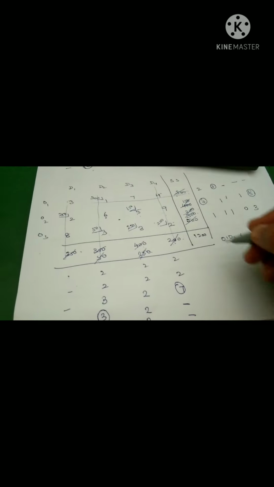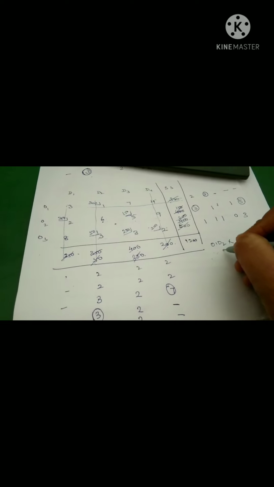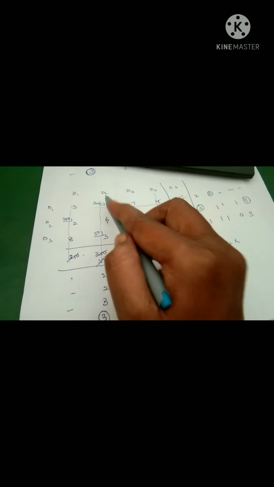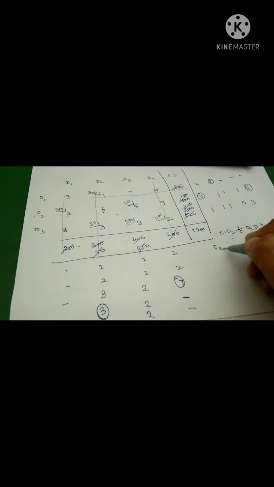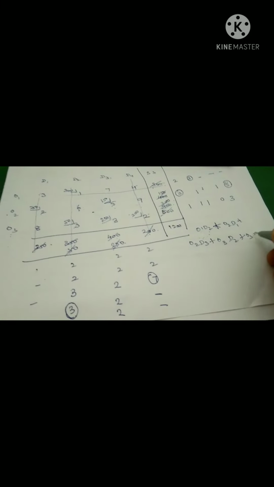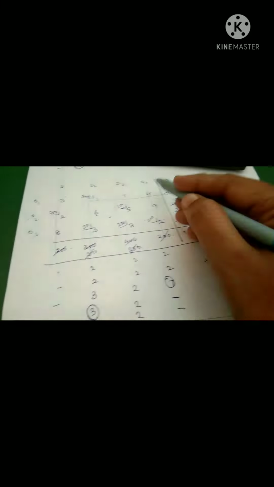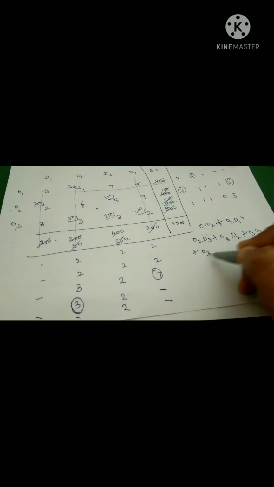Next step is we need to find the total cost. Before finding the total cost, we have to set the route from where we have allocated. So here O1 has been allocated to D2 and O2 has been allocated to D1. So O1 D2 plus O2 D1 plus O2 D3 plus O3 D2 plus O3 D3 plus O3 D4, because here we have allocated O3 D4.